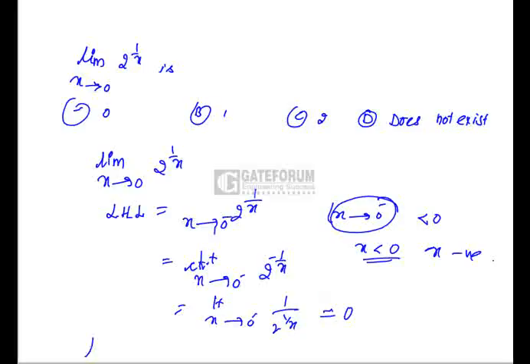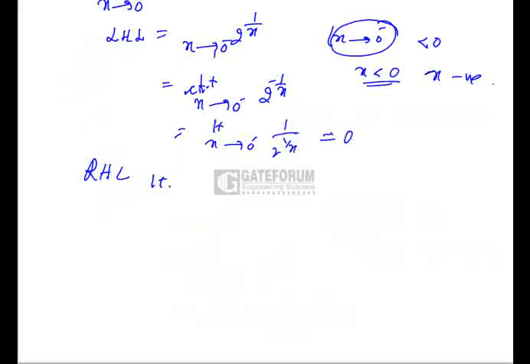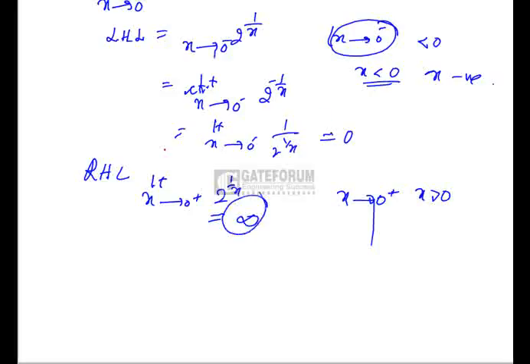And let us look into the right hand limit. As limit x tends to 0 plus, we have to find the value of 2 power 1 by x. Now as x is tending to 0 plus, what does it mean? x is slightly greater than 0, so x is a positive number. So if x is a positive number, this value is infinity, and the left hand limit is 0, whereas the right hand limit is infinity. That means the left hand limit is not equal to the right hand limit, hence the limit does not exist. So option D.